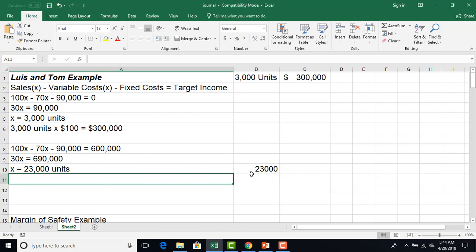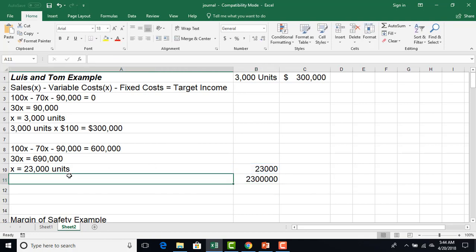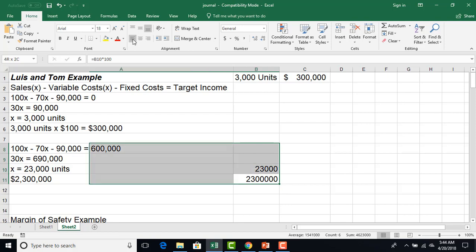Again, if I wanted to take it a step further, I could multiply those 23,000 units times the selling price of 100, and that tells me in order to get there, I'd have to have $2,300,000 in sales. So that is, one more time, how we use this equation approach to figure out this target operating income example.